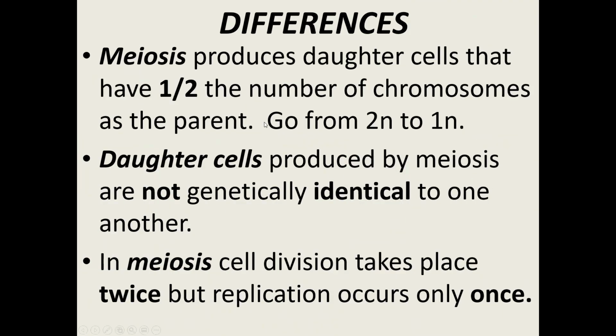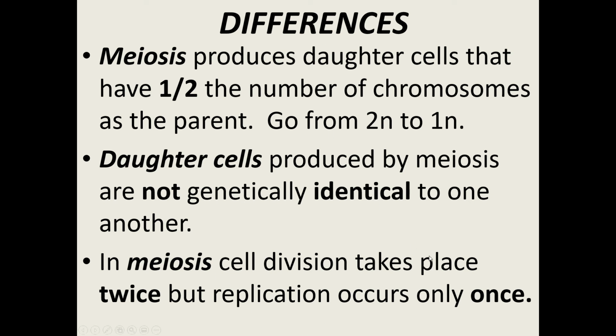Okay? So meiosis is producing daughter cells that have half the number of chromosomes as the parent. These daughter cells are produced by meiosis, and they are not genetically identical to one another. Each one is going to be slightly different. That's why if you have a brother or a sister and you have the same mom and dad, you're not going to be exactly the same. It's because each cell is going to be different.